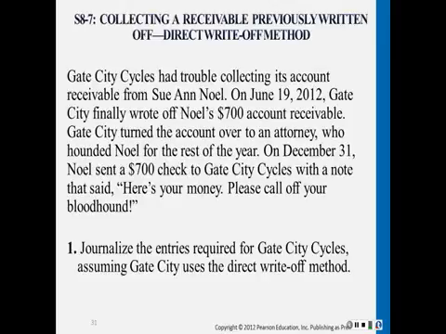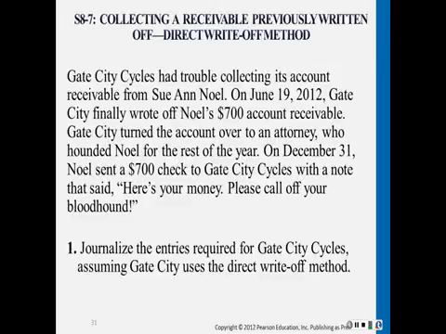Short exercise 8.7 addresses collecting a receivable previously written off using the direct write-off method. Gate City Cycles had trouble collecting on its account receivable from Sue Ann Noel. On June 19, 2012, Gate City finally wrote off Noel's $700 account receivable. Gate City turned the account over to an attorney who hounded Noel for the rest of the year.